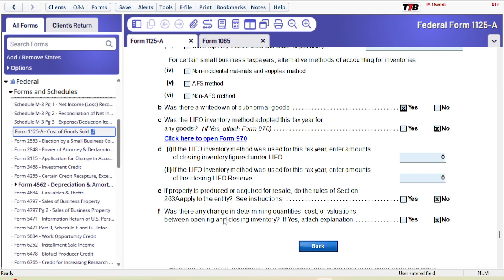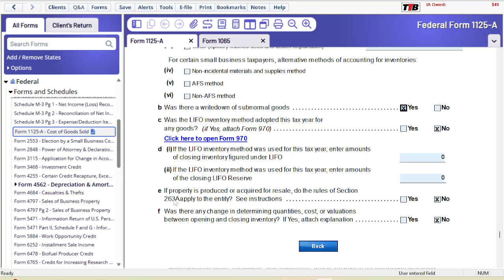Were there any change in determining quantity, cost, and valuation between opening and closing inventory? The answer is no. That just means end of 2024 and beginning of 2025. That 8310 needs to be the same. If it changes, then you explain why the end of year and beginning of the year inventory changed, and click yes there.